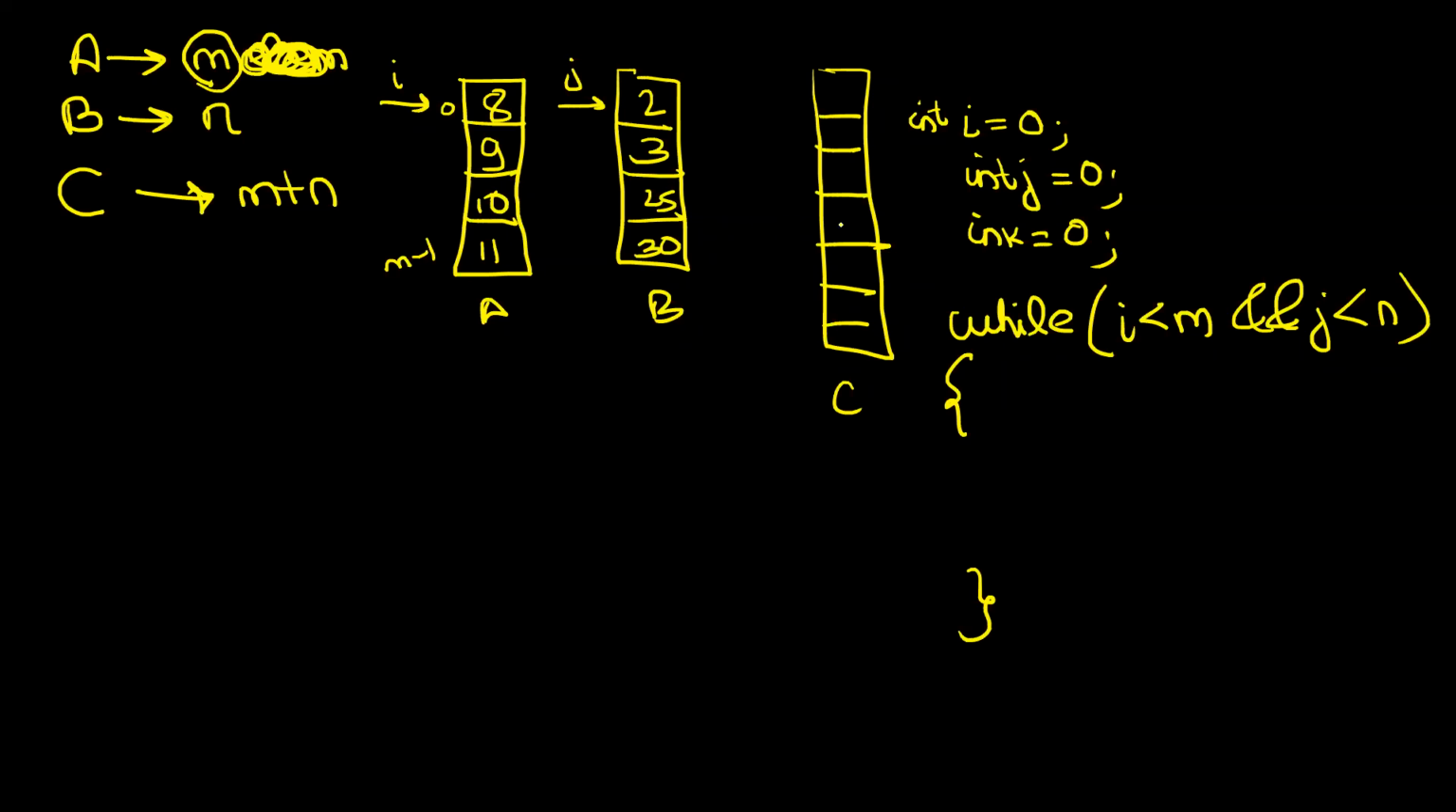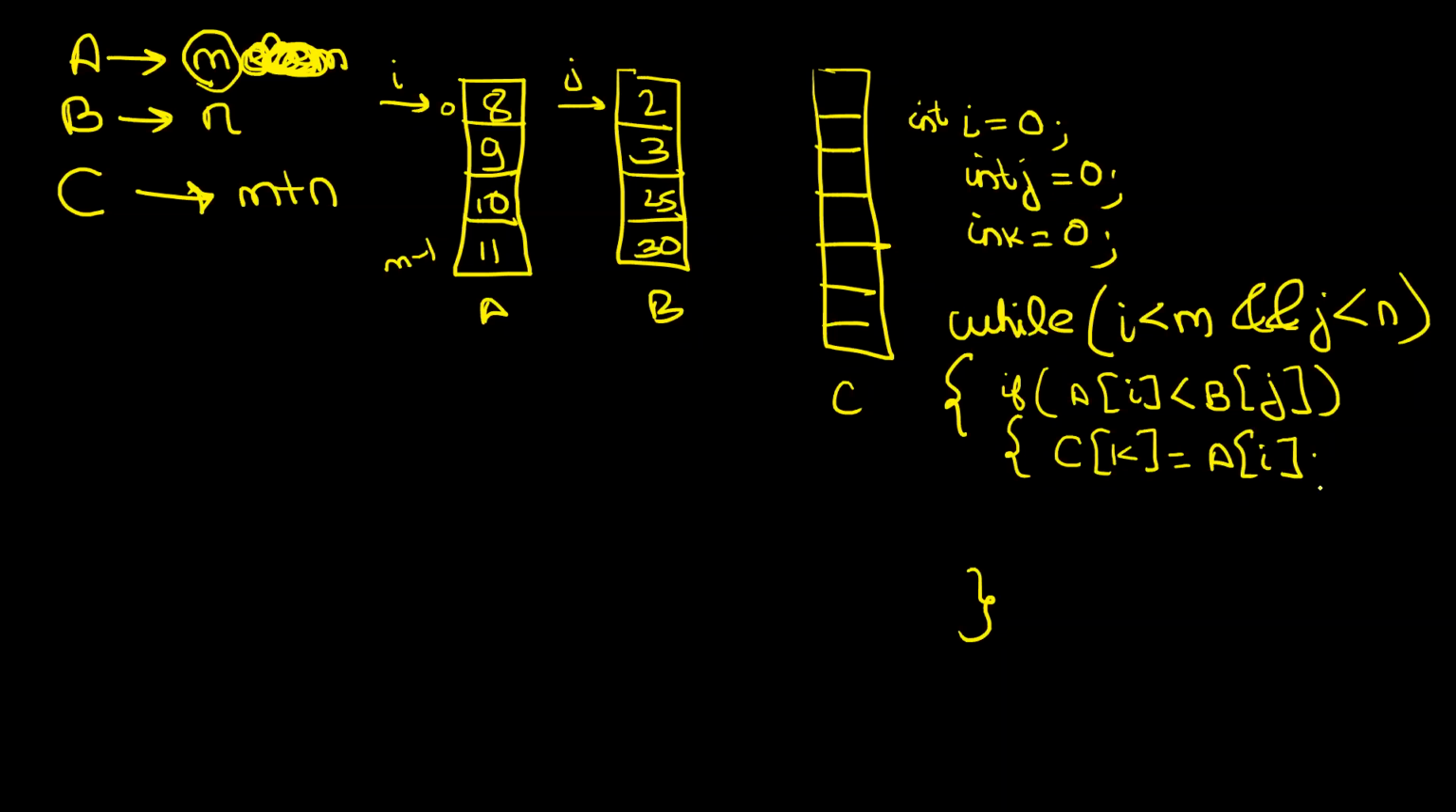So you do a comparison. I compare A of i with B of j. If I see that A of i is less than B of j, then what should I do? I should take the element present in A of i and write it in C of k. So I will say C of k is equal to A of i. I have taken the element from A of i and written it in C of k. And then we did a k plus plus and an i plus plus. Why k plus plus? Because I want to go to the next location of C. And why i plus plus? Because I have taken an element from array A, so let us move i forward.